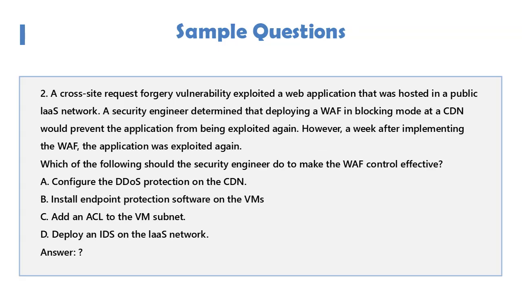2. A cross-site request forgery vulnerability exploited a web application that was hosted in a public cloud network. A security engineer determined that deploying a WAF in blocking mode at a CDN would prevent the application from being exploited again. However, a week after implementing the WAF, the application was exploited again. Which of the following should the security engineer do to make the WAF control effective?